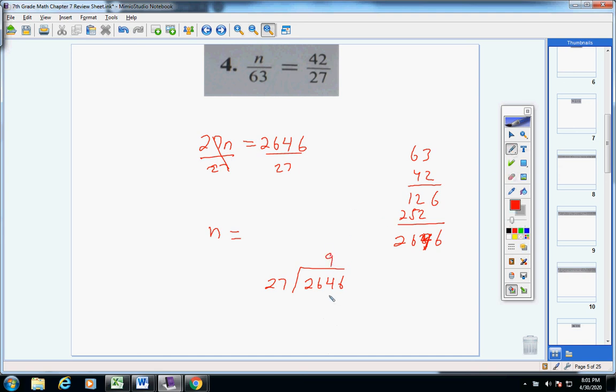You get 63, carry your 6, 243, which gives you 21. There we go. Now, 27 goes into 216, 8 times 56, carry your 5. Yep, that's exactly right. So there we go. It equals 98. Okay? All right, number 5.